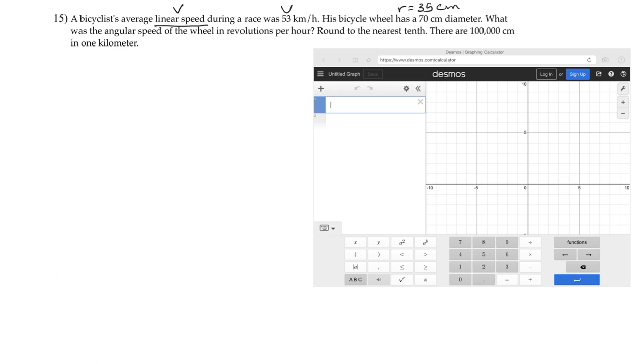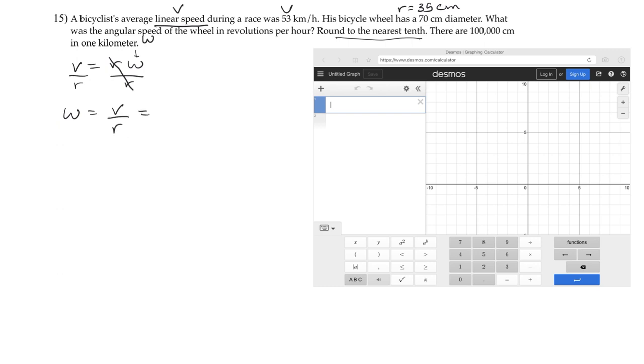What was the angular speed? That's w, in revolutions per hour. And round to the nearest tenth. Okay. So, here's my formula. V equals RW, and I want to solve for this. So I'll divide both sides by R. So these will cancel. So I'll have W is equal to velocity over the radius.